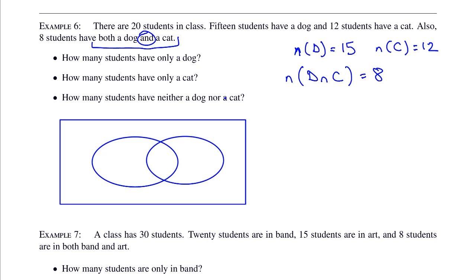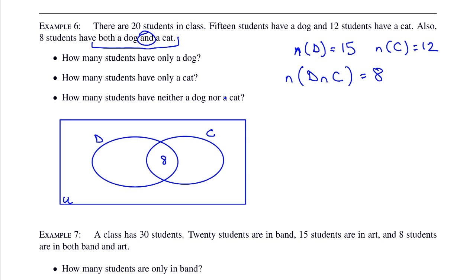All right, so let's put these in here. Here's D, here's C, this is the universe. Sometimes you'll see the U on this, sometimes you don't. It's a box, assume it's the universe unless you think otherwise. The easiest place to start with all this is in the intersection. So D intersect C is 8. So the 8 goes here.